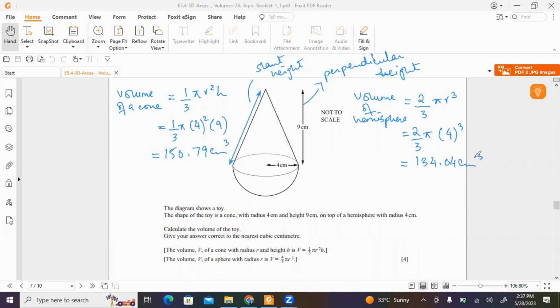That's 134.04 centimeters cubed. So total volume is obviously going to be the sum of these two values. So 150.79 plus 134.04 is 284.83 centimeters cubed. It says give your answer to the nearest cubic centimeter, so that's going to be 285 centimeters cubed. That is the final answer.